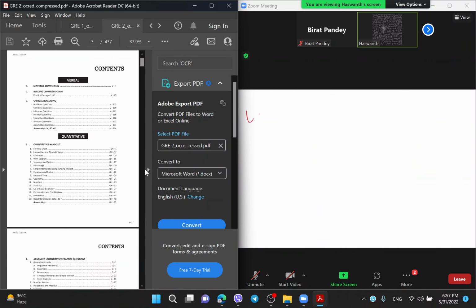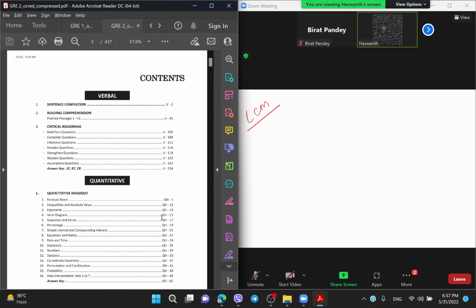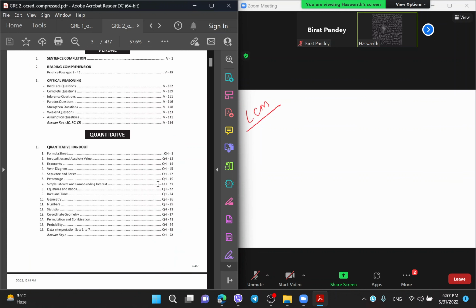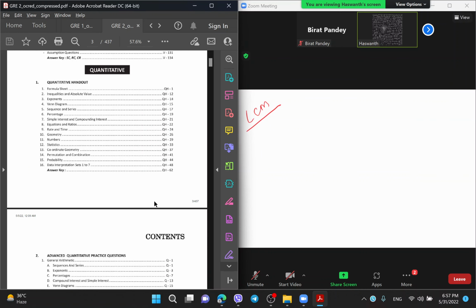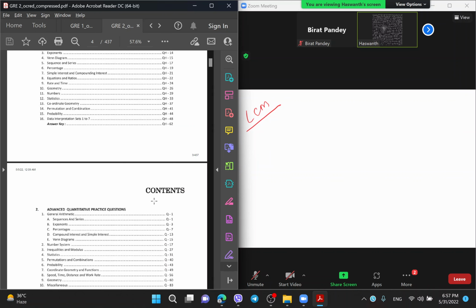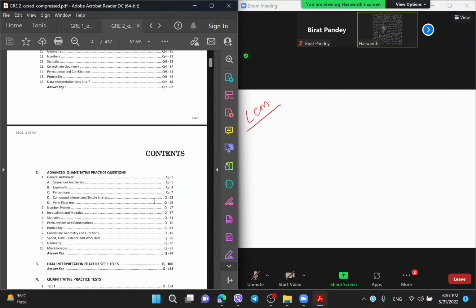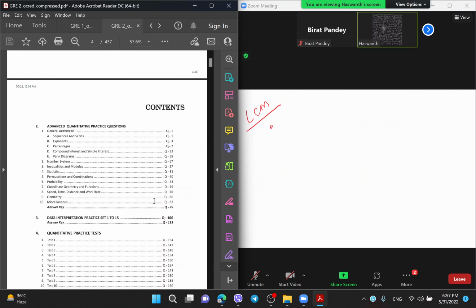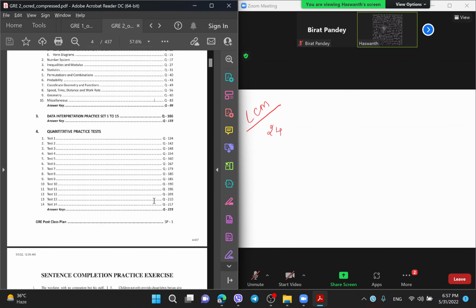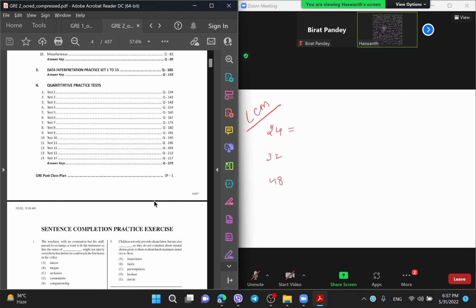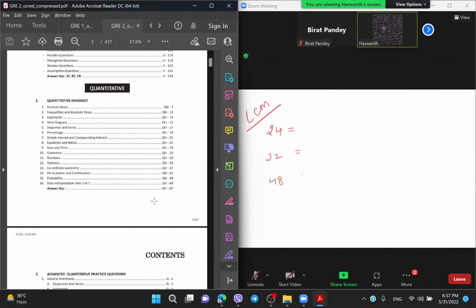Then one more important term, least common multiple. Least common multiple means the common multiple of given numbers which is least in value. So let's say we need to find the least common multiple of 24, 32, 48. If you want to go through the divisional approach, you can use it as well. Or else, like we did earlier, first prime factorize these numbers.